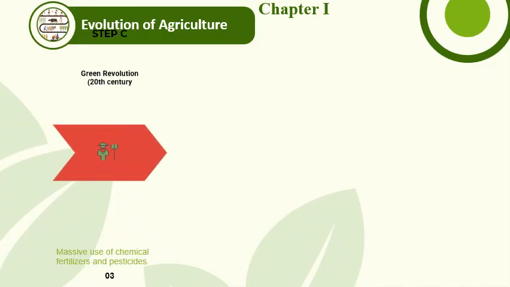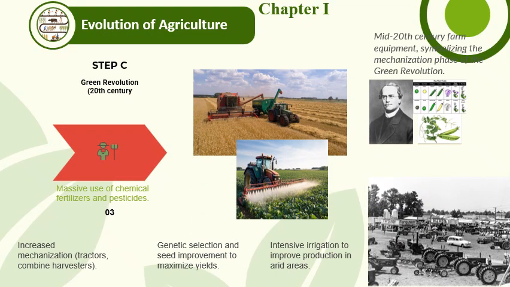The third stage is the green revolution in the 20th century. This phase was characterized by the massive use of chemical fertilizers and pesticides, increased mechanization, and a major improvement in seeds through genetic selection. Intensive irrigation also played a key role in increasing agricultural production, especially in arid areas. Overall, the Green Revolution helped maximize yield, although it also raised important environmental concerns.